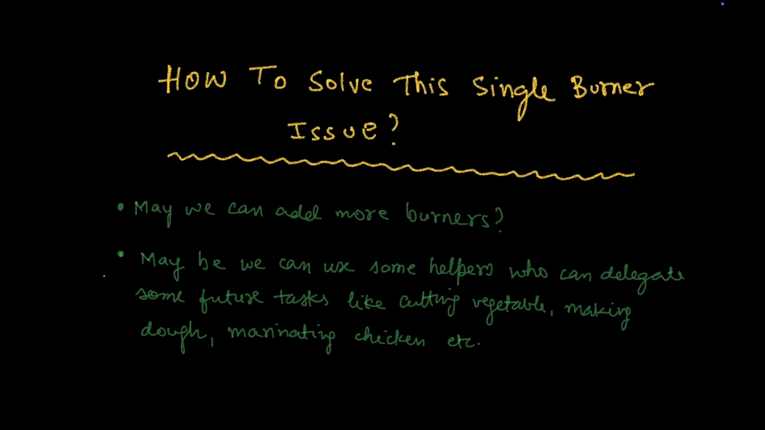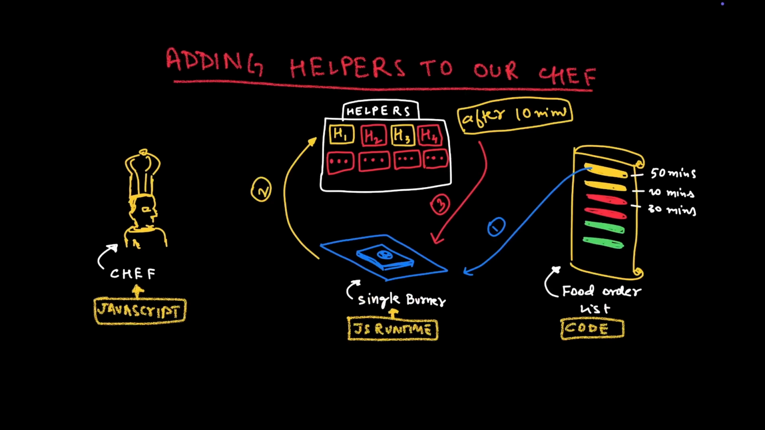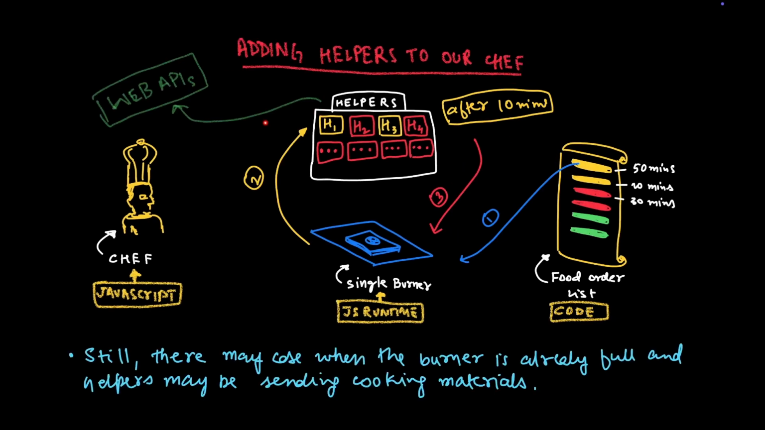Or maybe we can use a helper who can take on future tasks like cutting vegetables, making dough or marinating chicken. So let's add a helper to our setup. The chef can give some tasks to the helper, the helper will process those tasks, and after some time it will get back to the burner. In the real world, the helpers are web APIs, like setTimeout, AJAX requests, API calls, etc. But there are still cases when the burner is already full and helpers may be sending cooking materials. So how do we handle that?